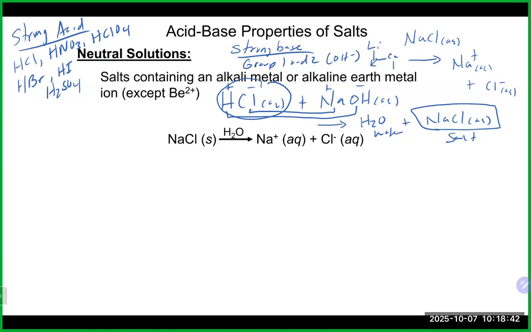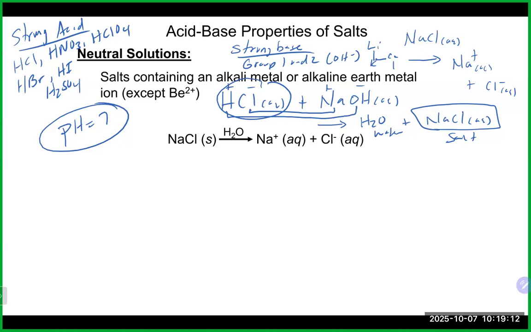So in this case, because it comes from a strong acid and a strong base, this salt will not go through hydrolysis and is considered a neutral salt, which means the pH here would be 7, which is neutral. So this salt's really not going to affect the pH of the solution, as it will not continue to react with water in this case. Any questions on that there?